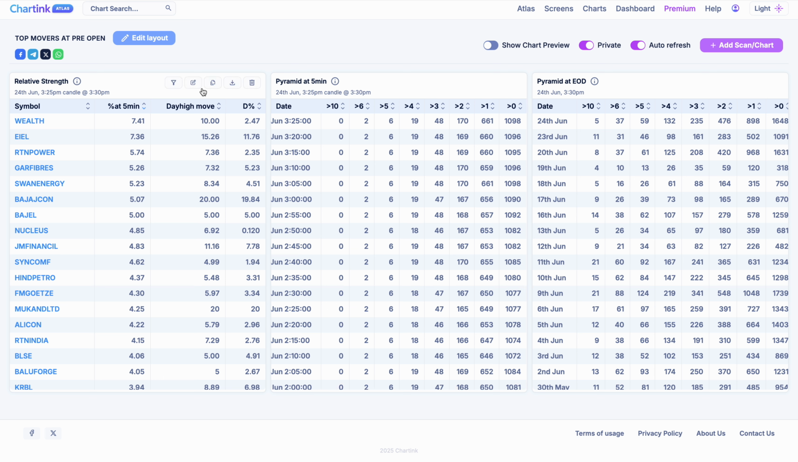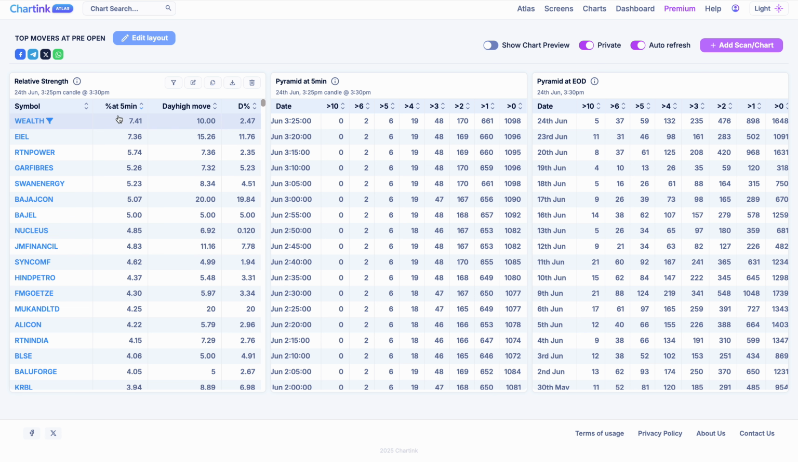Okay, now probabilistically, let's look at how this top 5 names did for the rest of the day. So I also have the day high move. Wealth went till 10% for the day, but it also closed at 2.4%. Okay, so from 7.4 it gave a max move of, let's say, 2.5%. EIEL from 7.36 made a day high of 15%, which is again a 7% move, and closed the day at 11%, which is again some 4% above the point at which we saw the strength.